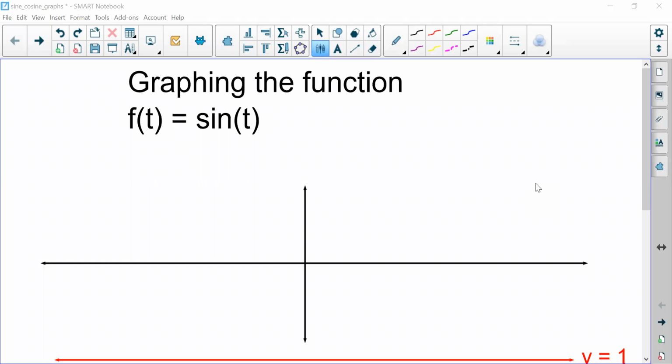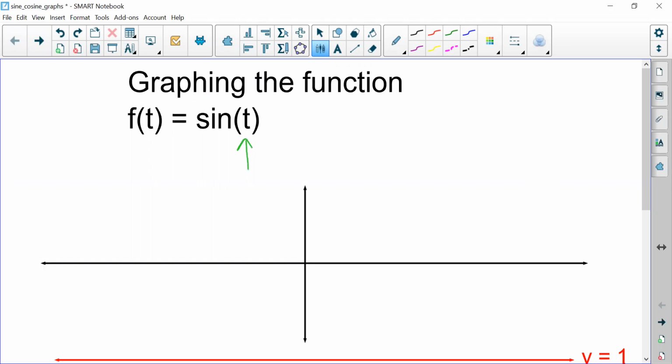Good morning, everybody. We are starting our second chapter, which is a great chapter. We're going to be graphing all 6 trig functions, and we're going to be modeling real-world behavior with sine and cosine. So graphing these functions, it's important to realize that they are functions.